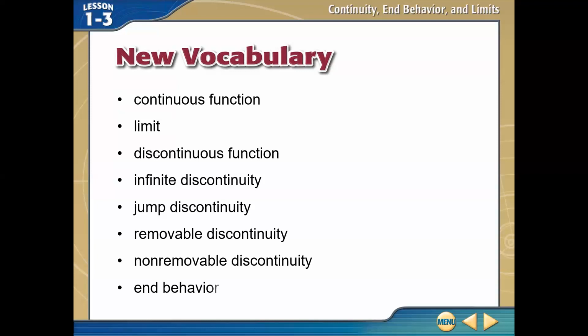You have a removable discontinuity. A removable discontinuity is where the graph continues to go, and then there's just a certain point that's undefined, but then your graph picks up, so your limit will approach the same value. And then we're going to be talking about end behavior as well.